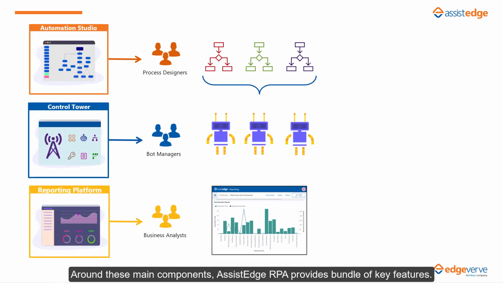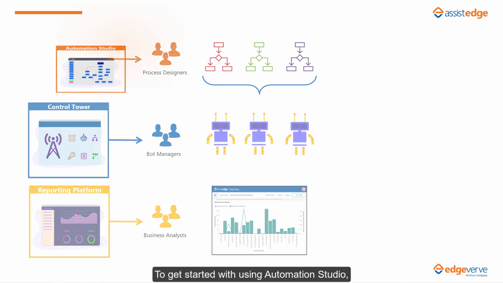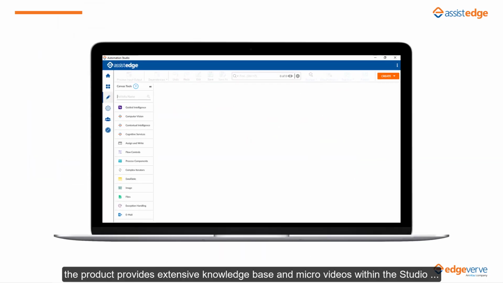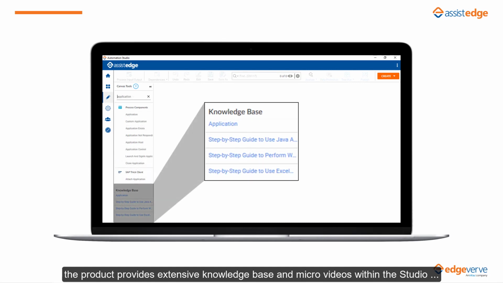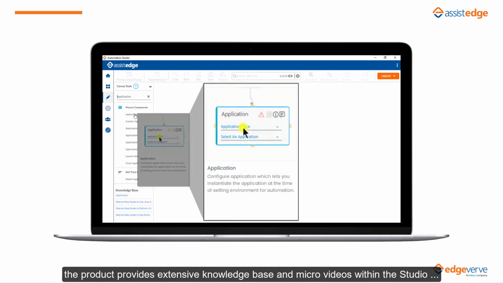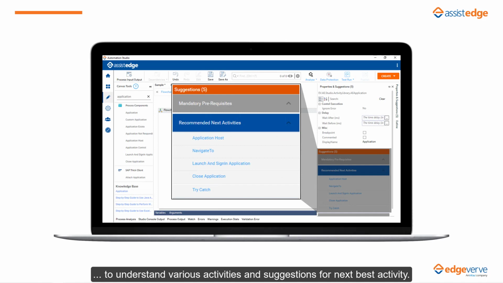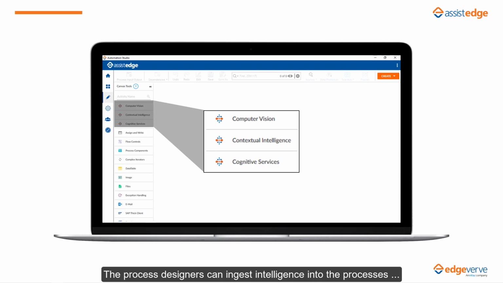Around these main components, AssistEdge RPA provides a bundle of key features. To get started with using Automation Studio, the product provides extensive knowledge base and micro videos within the studio to understand various activities and suggestions for next best activity. The process designers can ingest intelligence into the processes by plugging in contextual and cognitive activities. These activities are capable to call ML models or leverage the leading providers' cognitive services into processes.